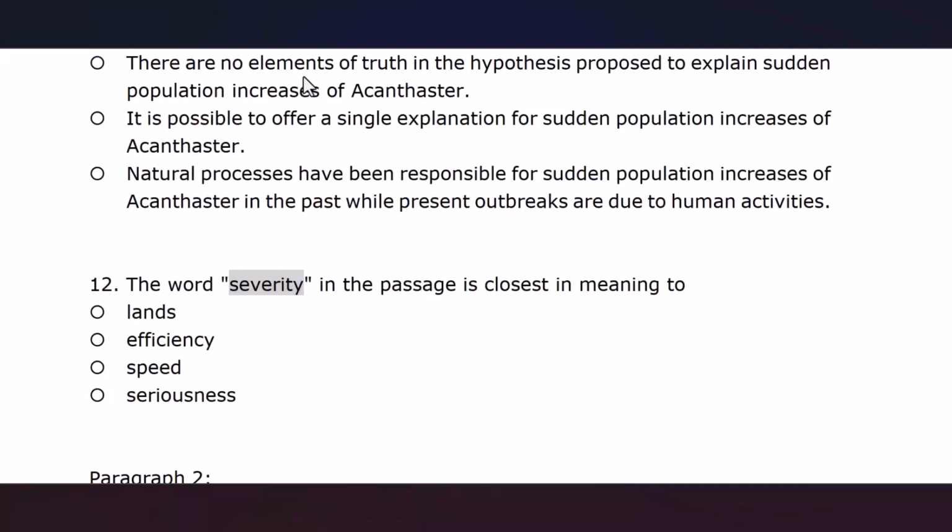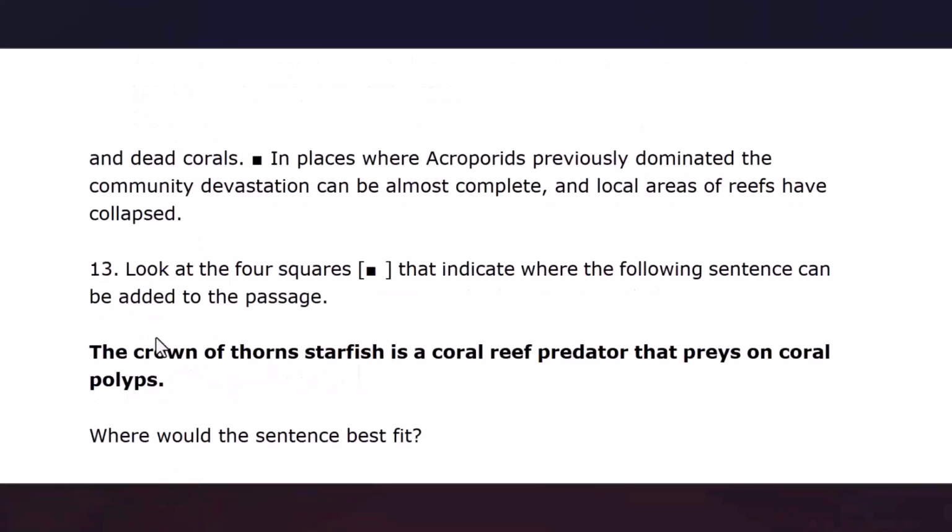Severity can mean vehemence, intensity, force, violence, hardness, seriousness. Option 4 here, seriousness, is the correct answer to this vocabulary question.